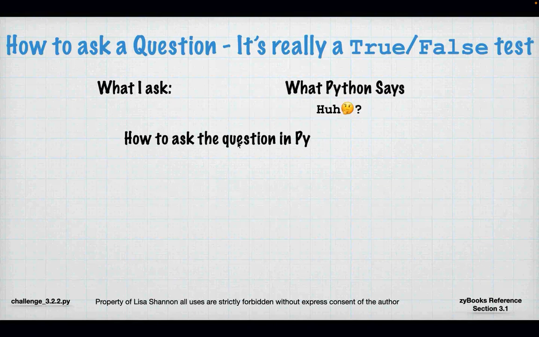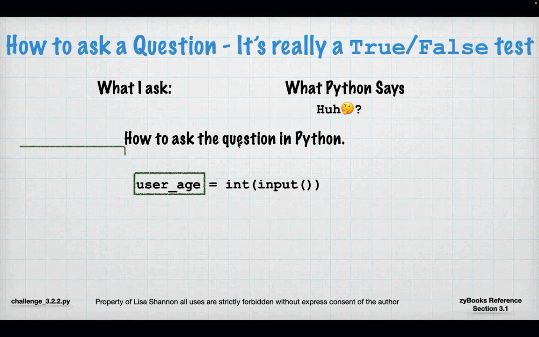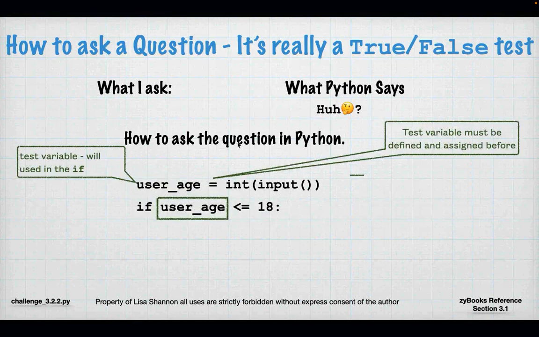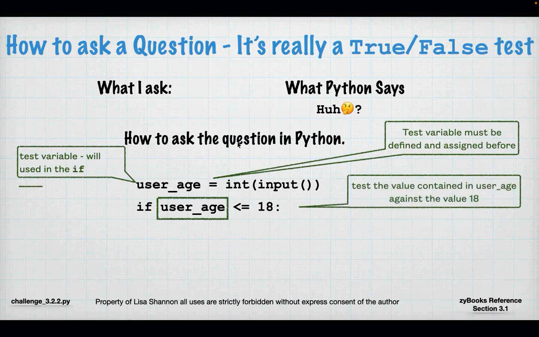All of our questions are true-false questions. So how do I ask a question to Python? Well, I give it a variable, and I'm going to go through this kind of quick because I realized that I'd already said all this. I'm going to use that test variable against a value, and there are only two possible outcomes, true or false.